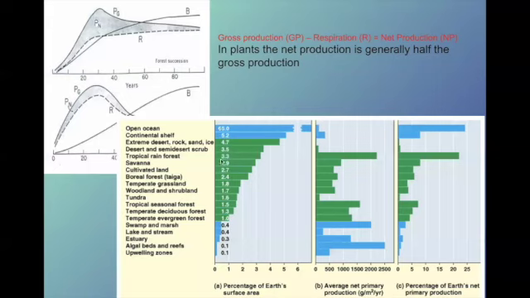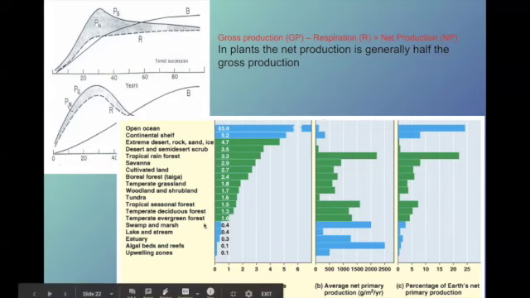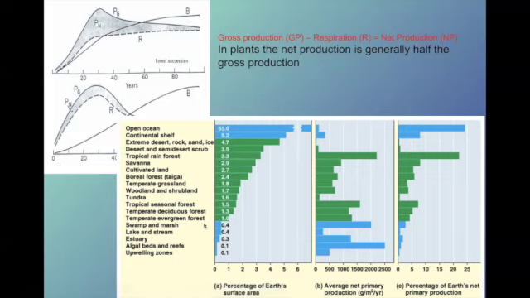And you can see it does differ with what ecosystem you're in. And so you guys do kind of have to have an understanding of this chart. Best question here is which ecosystem is going to have the highest net primary productivity?